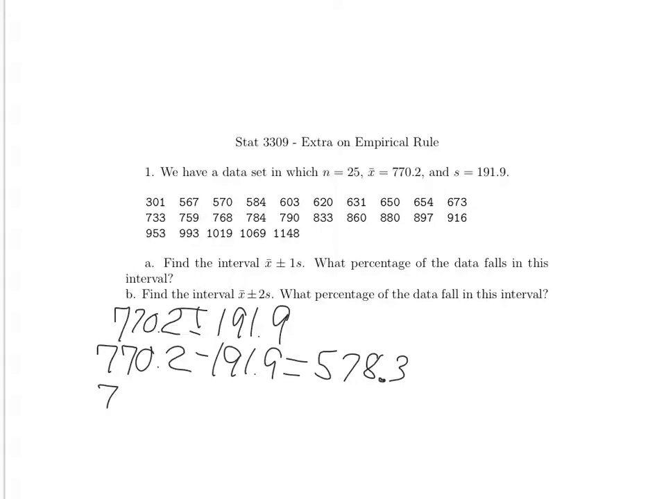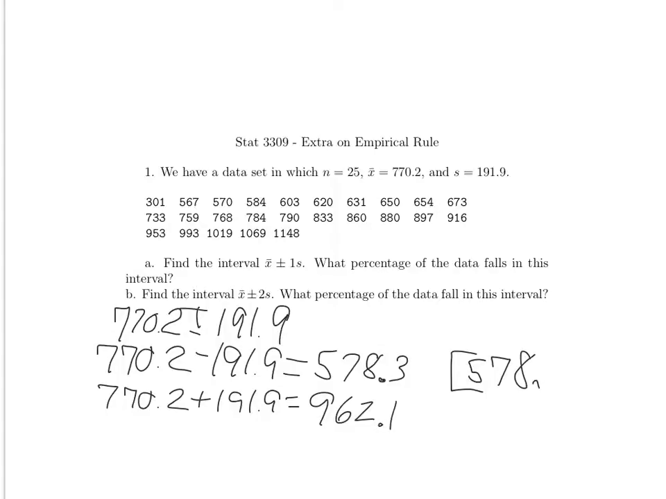Similarly, you'll have 770.2 plus 191.9 equal to 962.1. That part isn't the bad part. Okay, so essentially you have an interval that runs from 578.3 up through and including 962.1. You do include the endpoints.